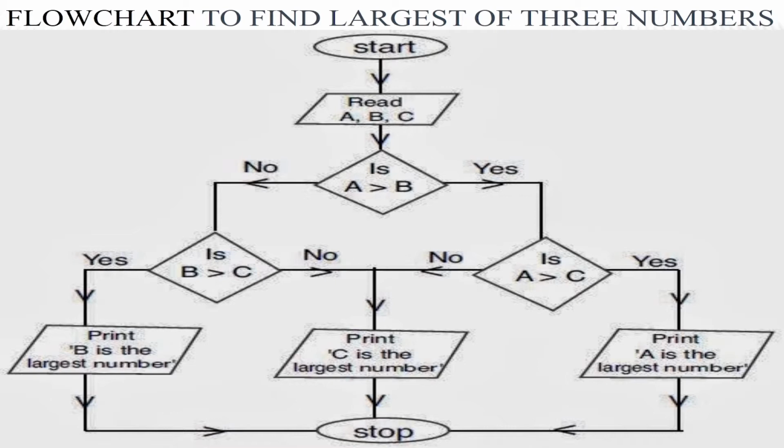Then a decision is taken. Check if A is greater than C. If yes, then print A. This is the largest number. If not, then print C, which now becomes the largest number. If, when a decision is reached, B is greater than C, then print B, which now becomes the largest number, and processing is stopped.